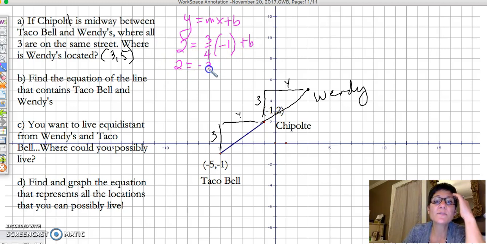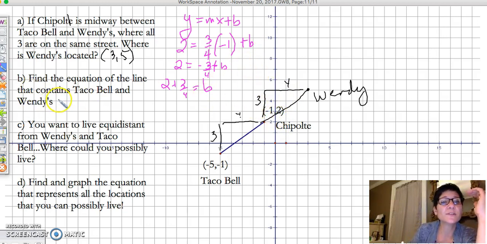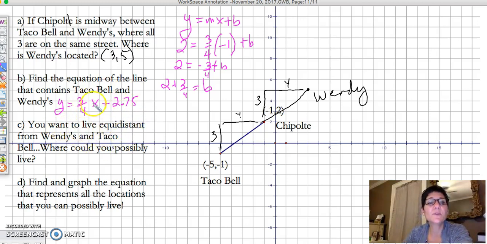So 2 equals -3/4 plus b, which means I'm adding 3/4 over here. So 2 plus 3/4 equals b. If you said the answer is 2 3/4, that's fine. That's great. So that means it's going to cross at 2.75, right? And so therefore the equation of this line is y equals 3/4 x plus 2.75. I just feel like, I don't know why. So there's the equation of that line. If you wanted to make it 11/4, I'm fine with that too.